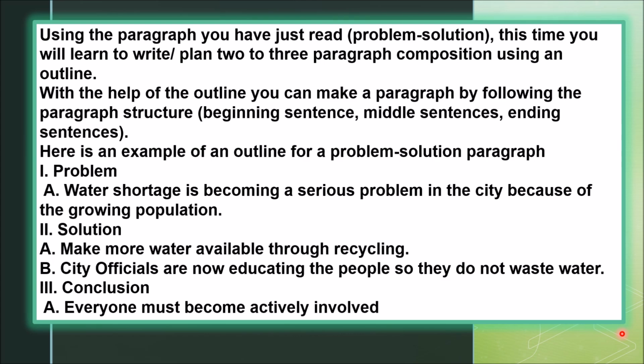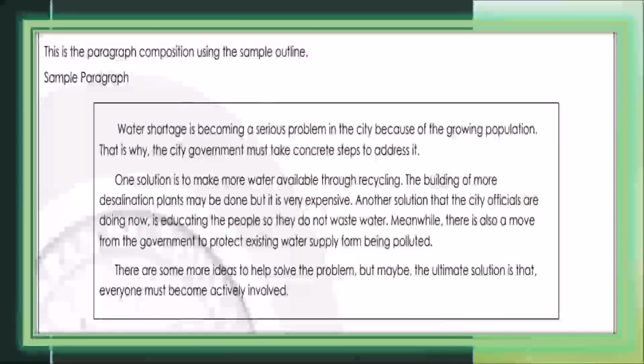Gagawa na tayo ng paragraph tungkol dito. So, tulad nito, this is a sample paragraph. Okay? You have already seen the outline, di ba? So, now, this is how you will write the paragraph. So, start here. Water shortage is becoming a serious problem in the city because of the growing population. That is why the city government must take concrete steps to address it.